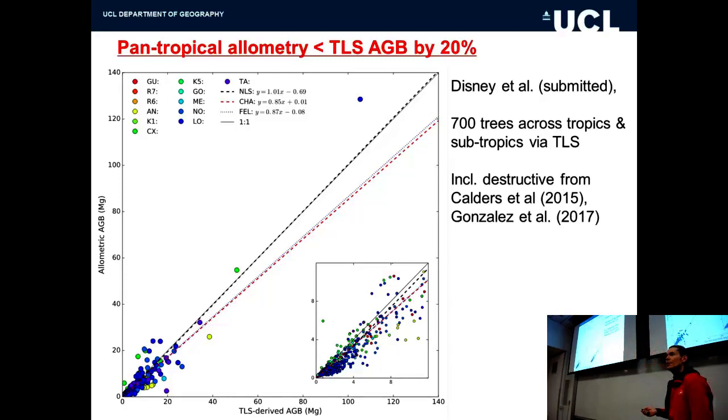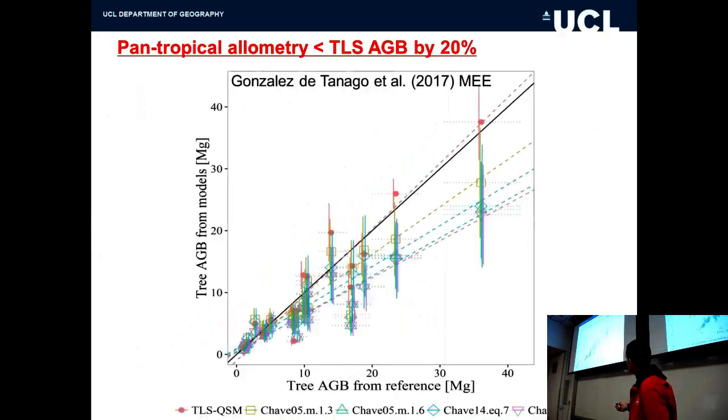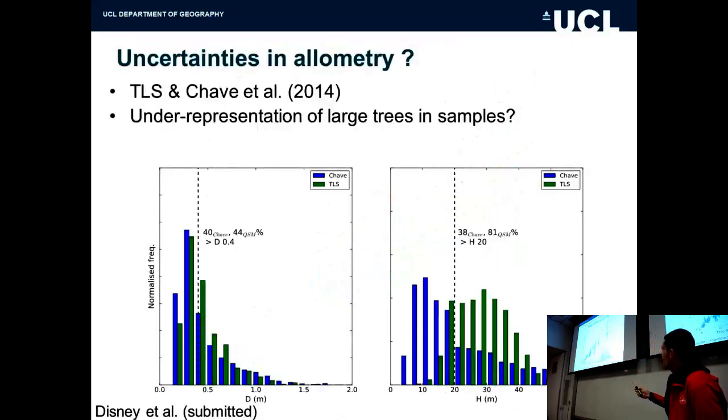Interestingly though, when we compare it with these pan-tropical allometric relationships that are used to scale up diameter measurements and satellite measurements across continents, we're seeing at the moment a kind of systematic underestimate of those allometric equations. This is also shown from the paper by Gonzalez et al, their destructive sample. They compared the allometric predictions, and here's the LIDAR and the destructive harvest predictions. So why is that? There seems to be somewhat of an underestimate in some of these allometric relationships that are used to scale up across the tropics.